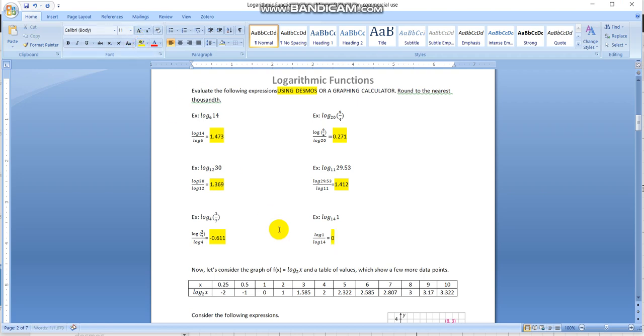And that's pretty much it. This is how you would evaluate those expressions using decimals. That pretty much summarizes this video. I'm going to save the next part for the next video.